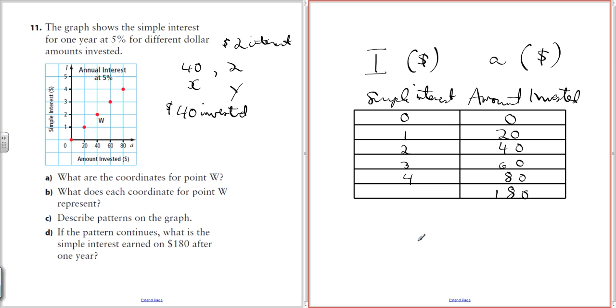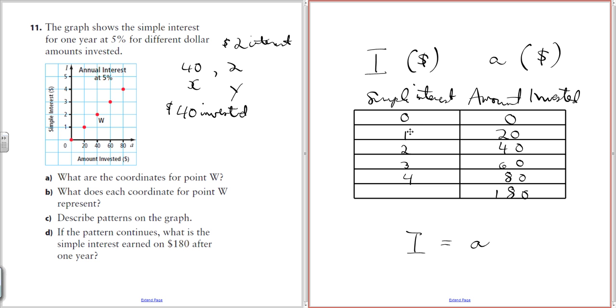Well, here we're going to use an equation. So I'm going to say the interest somehow equals the amount invested. If I look here, the I was 1, and then it became 20. How did I get the 1 to be 20? Well, I could say plus 19. The interest plus 19. It worked for this one, but it didn't work for this one because 2 plus 19 is not 40.